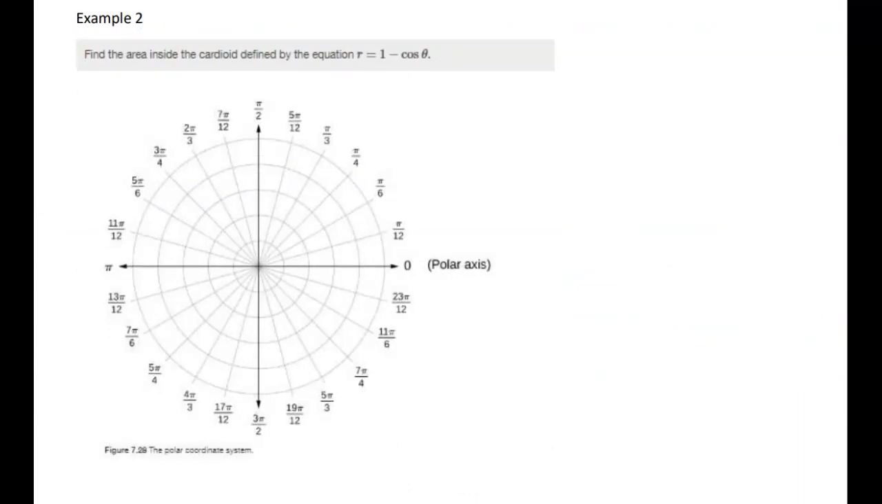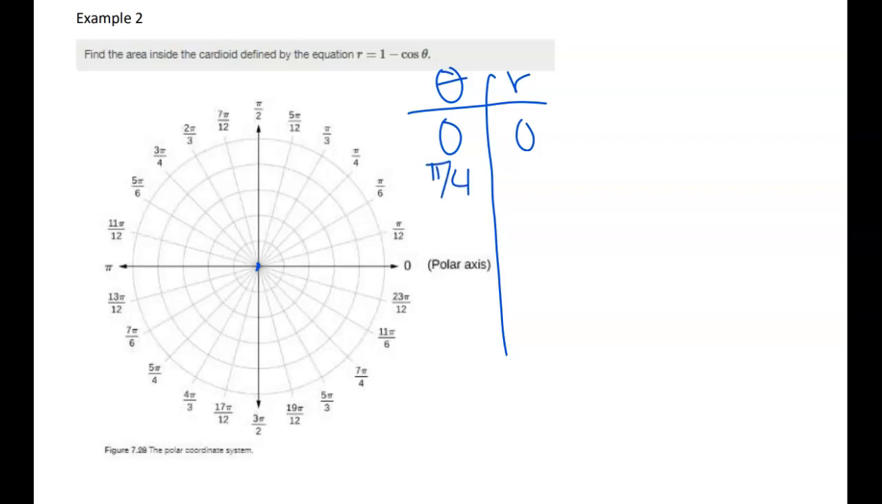All right, let's look at another example. I want to find the area inside the cardioid defined by the equation r equals 1 minus cosine theta. If I were to create a table here with theta and r just to see where this goes, when I plug in 0, I end up getting 0. So I'm going to start at 0, 0. When I plug in, let's just plug in pi over 4, I get 1 minus root 2 over 2.